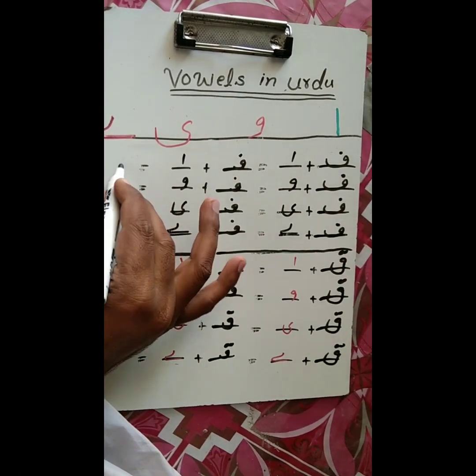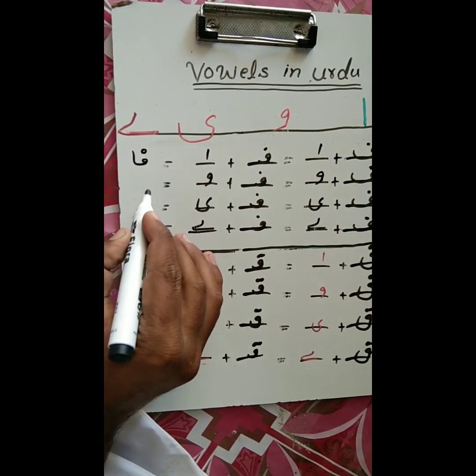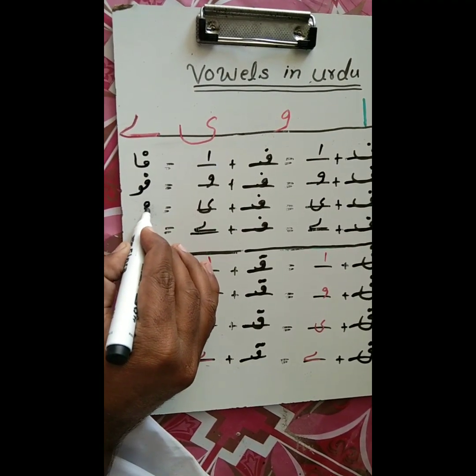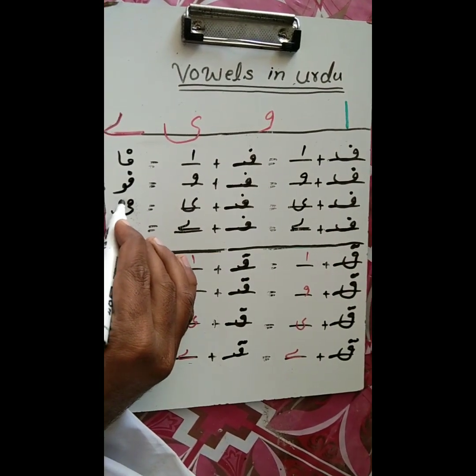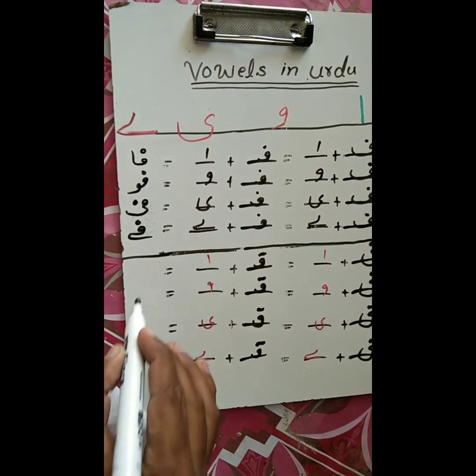Next word is fe. When you combine with alif, we get fe alif, fa. With wa, we get fe wa, fo. With choti a, we get fe choti a, fi. With badi a, we get fe badi a, fe.